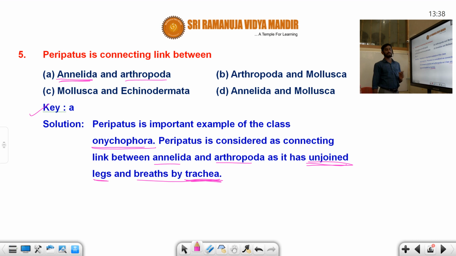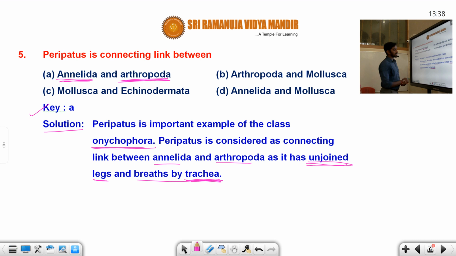Generally, jointed legs we can observe in the Arthropoda, but in Annelida we cannot observe jointed appearance of legs, and here the breathing occurs through trachea. The tube-like system we can observe in the trachea. So that's why Peripatus is a connecting link between the phylum Annelida and the phylum Arthropoda. So this is the solution, students. I hope you understand this question, right?